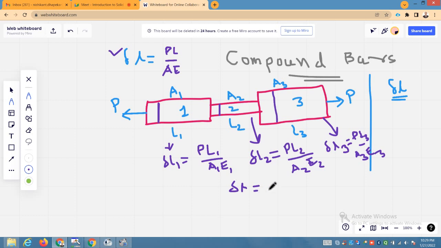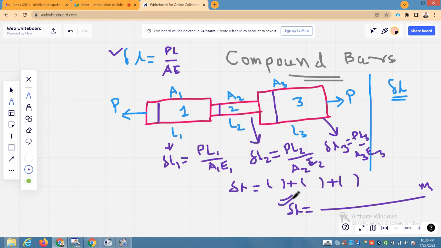delta L will be equal to delta L1 plus delta L2 plus delta L3, and finally you will get delta L equal to something. Either you calculate in meters or in millimeters, whatever it is, you add up the units. So you need not get confused about how to calculate the change in length in the case of compound bars, right?